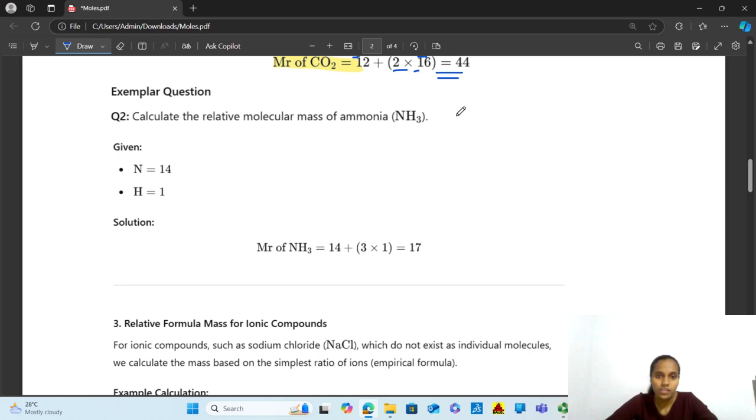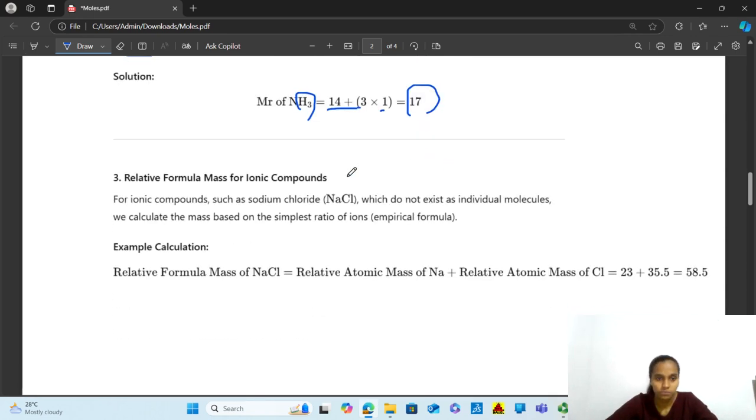Then the next question: find the relative molecular mass of ammonia. They have given the relative atomic masses of nitrogen and hydrogen. So nitrogen is 14, plus there are 3 hydrogens. That means 3 × 1. So 14 plus 3 is 17. Therefore the relative molecular mass of ammonia is 17.